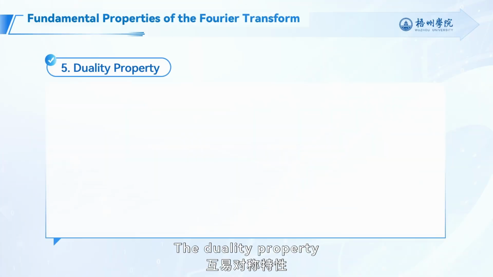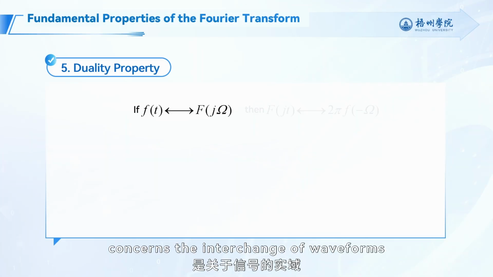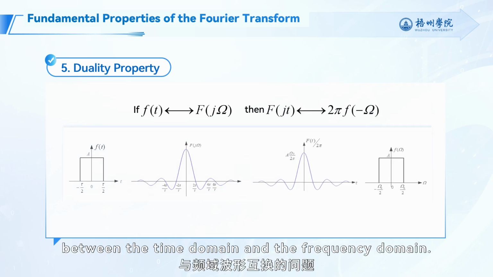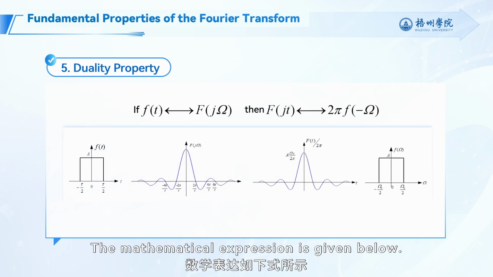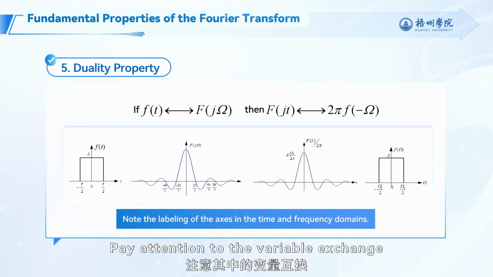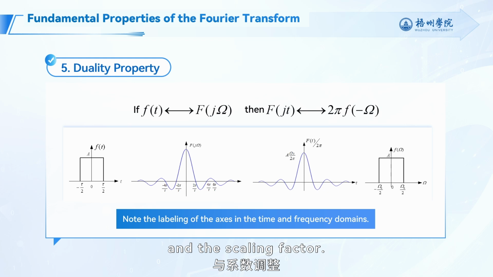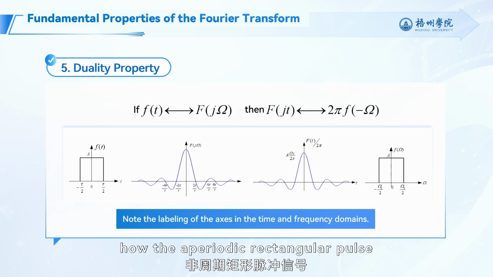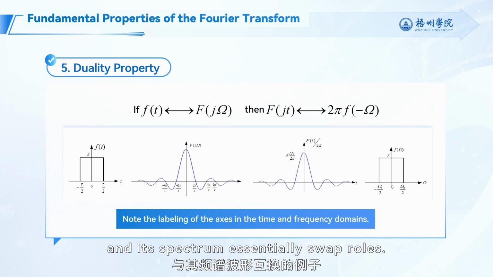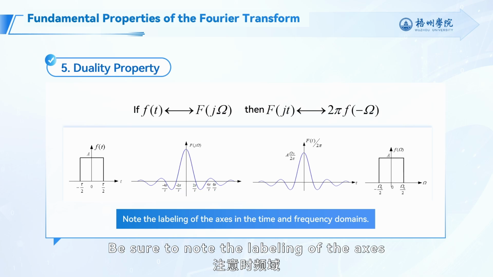The duality property concerns the interchange of waveforms between the time domain and the frequency domain. The mathematical expression is given below. Pay attention to the variable exchange and the scaling factor. Also, take a look at the figure. Observe how the aperiodic rectangular pulse and its spectrum essentially swap roles. Be sure to note the labeling of the axes in the time and frequency domains.